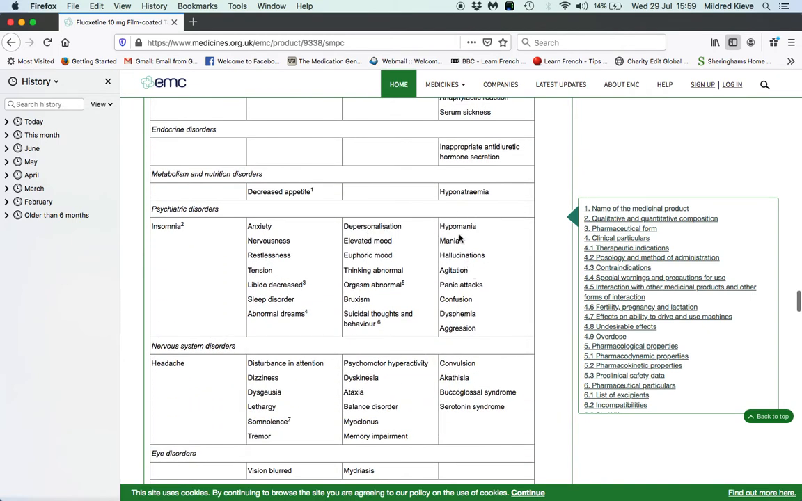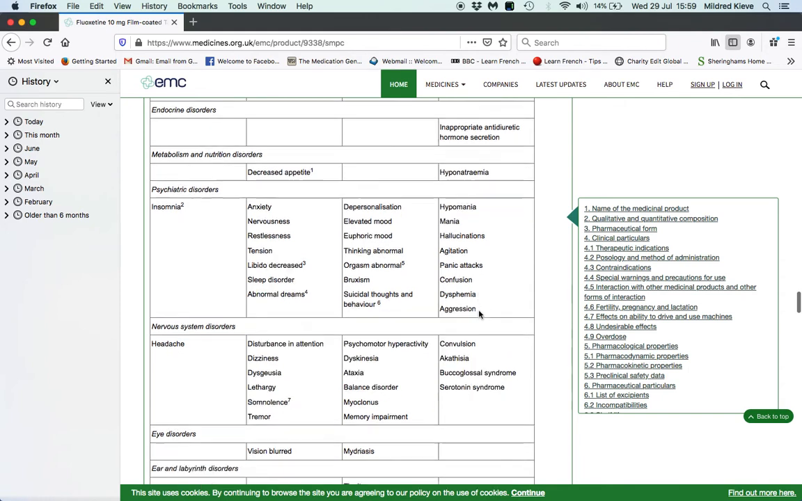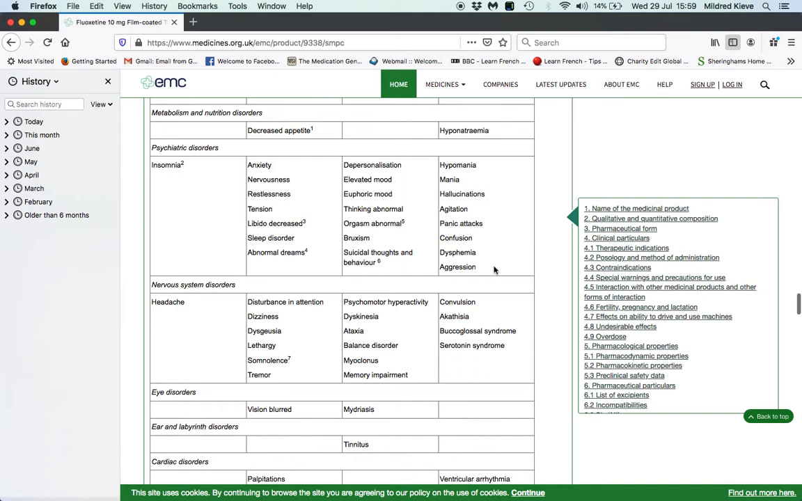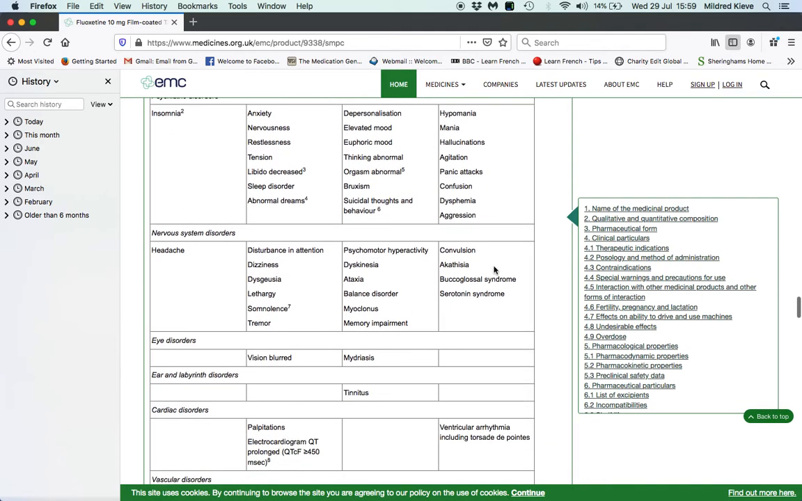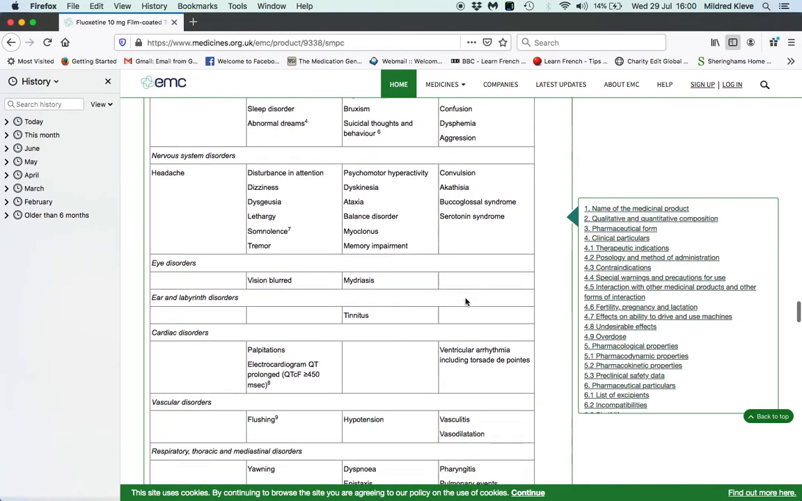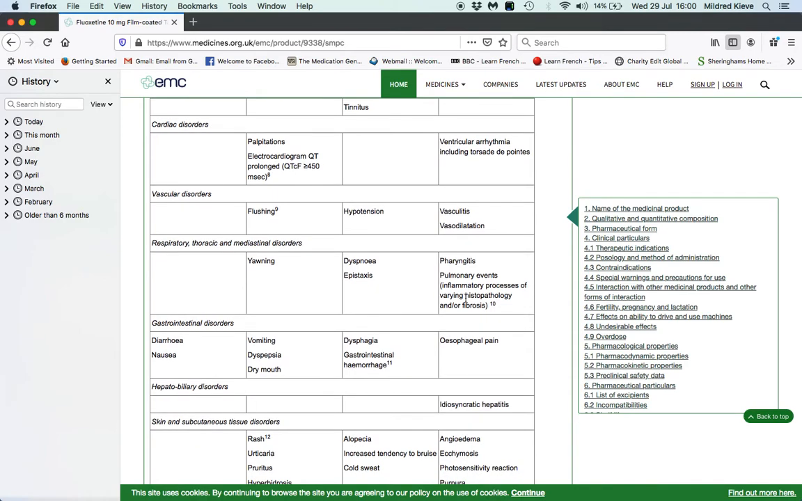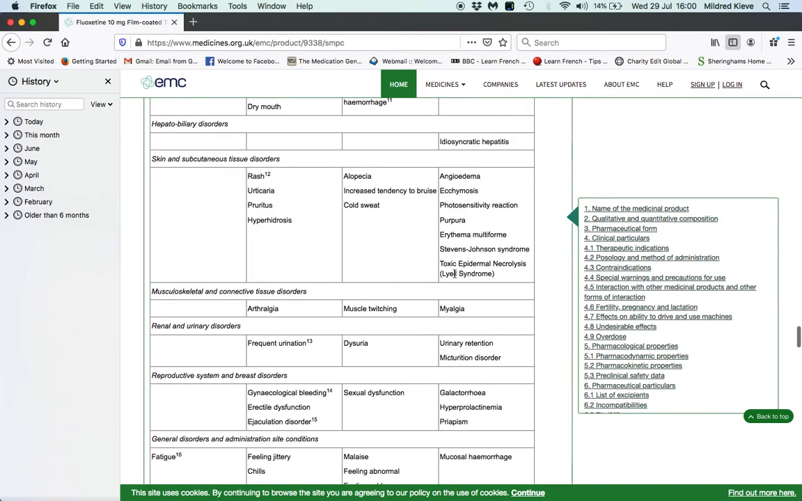Agitation, hallucinations, mania, panic attacks, confusion, aggression. Some people have killed people and said it was due to the feelings they had when they had the drug and they didn't know what was happening. Akathisia, serotonin syndrome, very important to know about serotonin syndrome. A lot of doctors overlook this, and people who've been on antidepressants for years may get this problem.